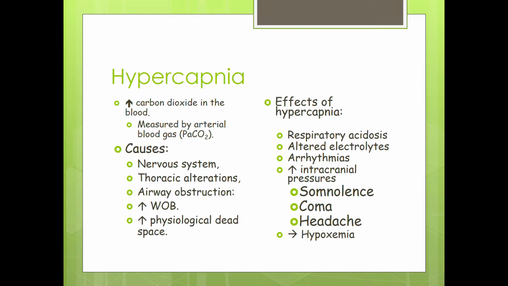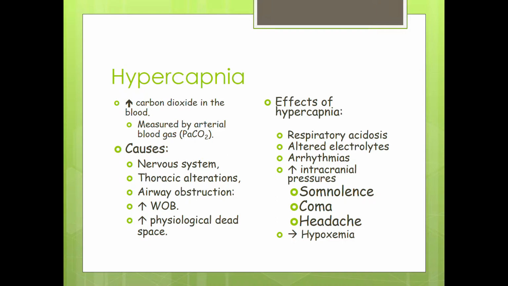Sometimes if we have issues with nervous system disorders and patients aren't breathing enough, we can have issues with hypercapnia because CO2 is not getting blown off. Some patients with thoracic alteration. So let's say we had a patient that had a trauma and they broke quite a few of their ribs and they weren't able to get really good respirations in. We would see an increase in carbon dioxide because obviously they're not able to breathe that carbon dioxide out. Airway obstruction. Okay, so obviously if we obstruct the airway, the carbon dioxide is not going to be able to leave the body.